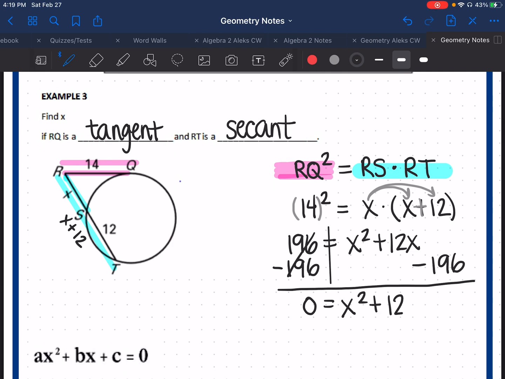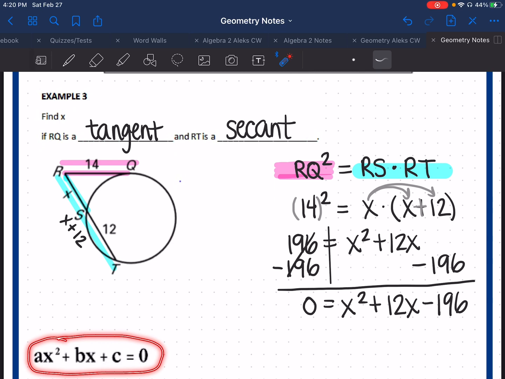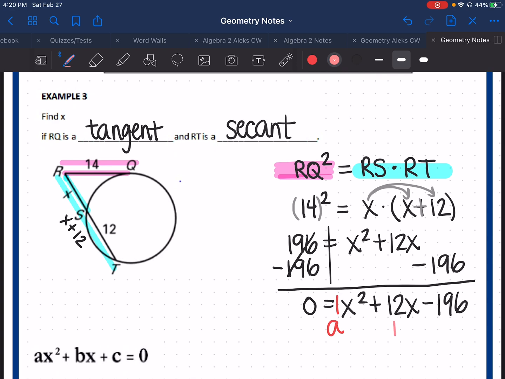Now I have a quadratic equation that is in the form ax squared plus bx plus c. I can go ahead and identify my a, my b, and my c. Here is my a, it's going to be the 1 right there. Here is my b, it's going to be positive 12. And here is my c, it's going to be negative 196. Okay, there's my a, my b, and my c.